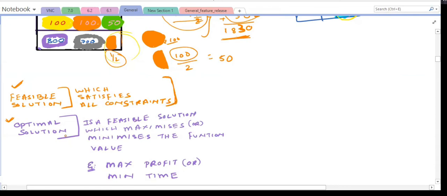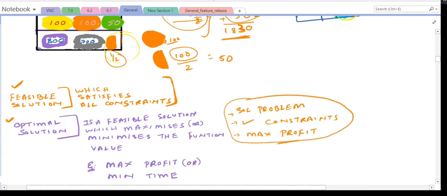But an optimal solution is also solving the problem. It is also meeting all the constraints. However, it is giving me maximum profit. When I get the maximum profit, that solution is my optimal solution. That means I can have many feasible solutions to a problem, but whichever is giving me the maximum profit, that only will become my optimal solution.